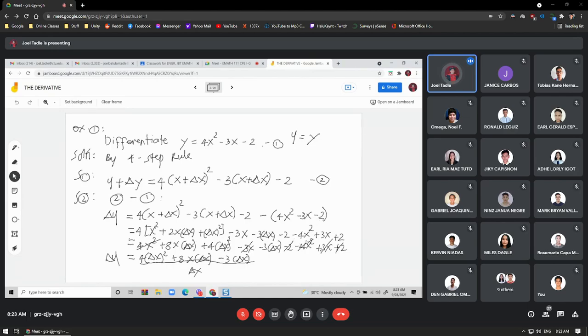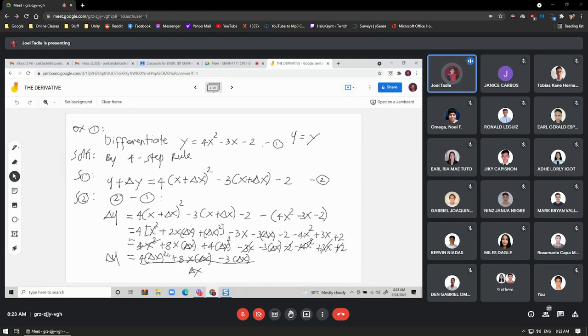So we have negative 4x squared. Then negative times negative 3x is positive 3x. Then negative times negative 2 is positive 2. Then we distribute the 4. So we have 4x squared. Then 4 times 2x delta x is 8x delta x. Then plus 4 delta x squared.